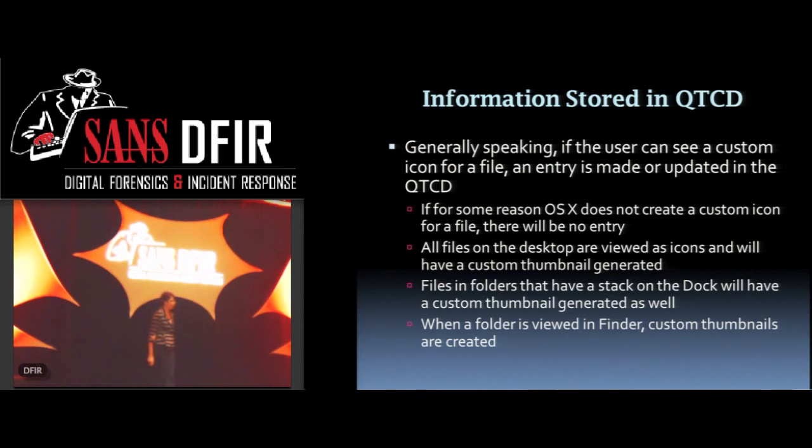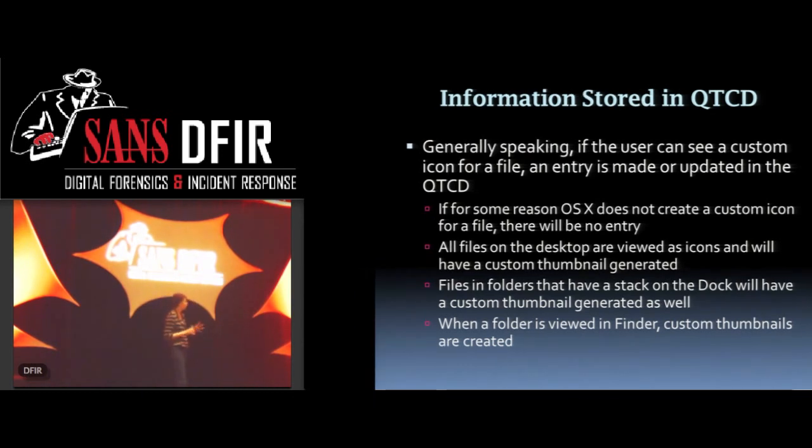So what gets stored in the database? Generally speaking, if you as a user can see a custom icon for an entry, then there's an entry in the Quick Look Thumbnail Cache database. There are instances, and it's not very scientific. Sometimes OS 10 just doesn't put an entry in the database. Why? I don't know. It just doesn't.